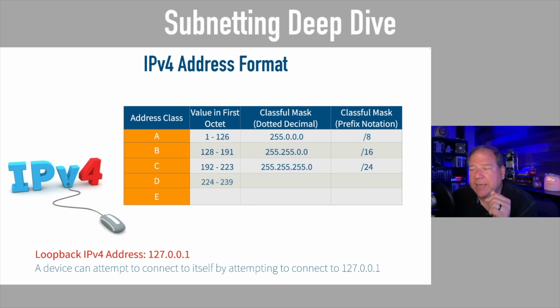Let's take a look at class D now. In class D, our values are in the range of 224 through 239. And it's not really meaningful to say that they have a subnet mask because this is not an address that we're going to be assigning to a host. This is going to be used for multicast.